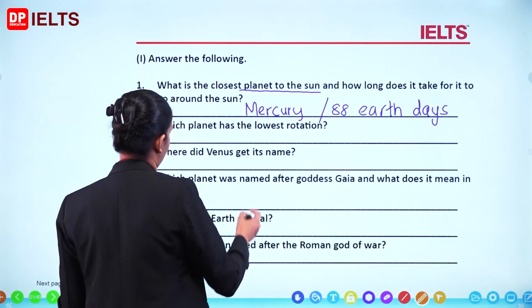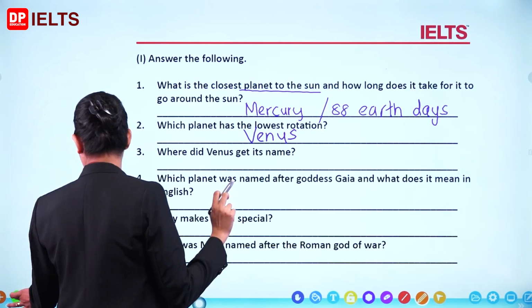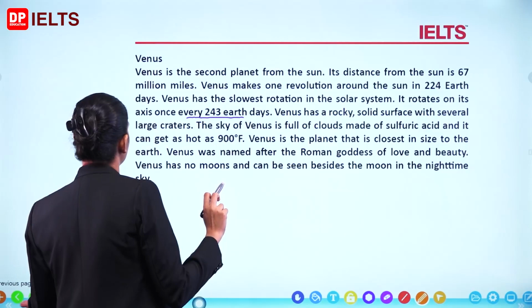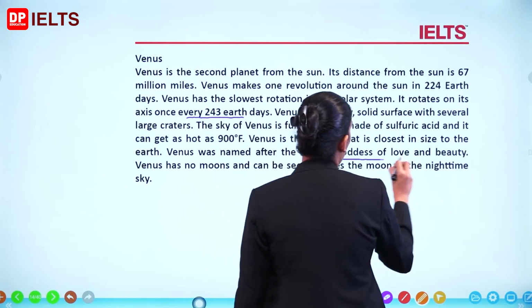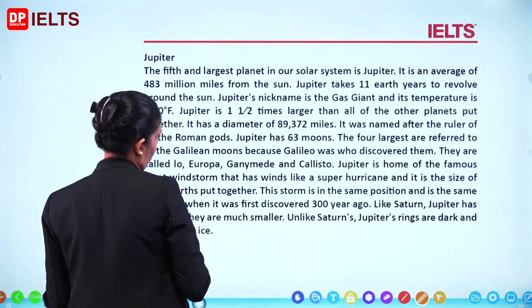Where did Venus get its name? Where did Venus get its name? Right? So Venus was named after the Roman goddess of love and beauty. So the name was given from Rome.